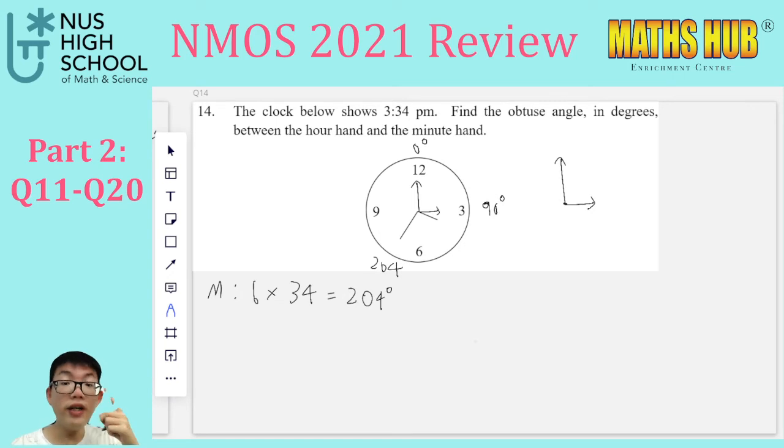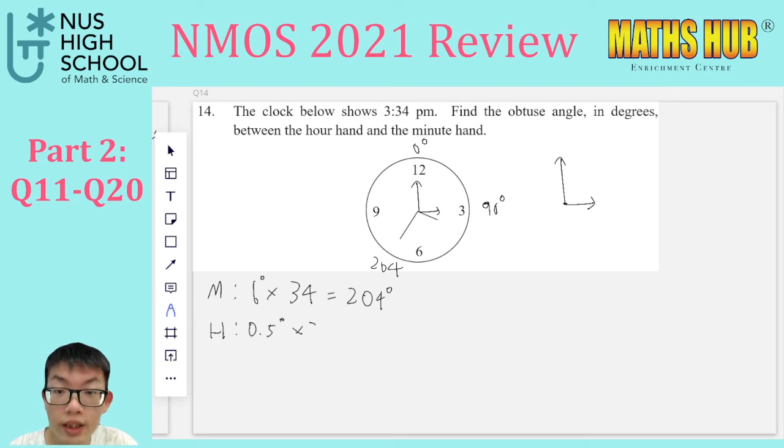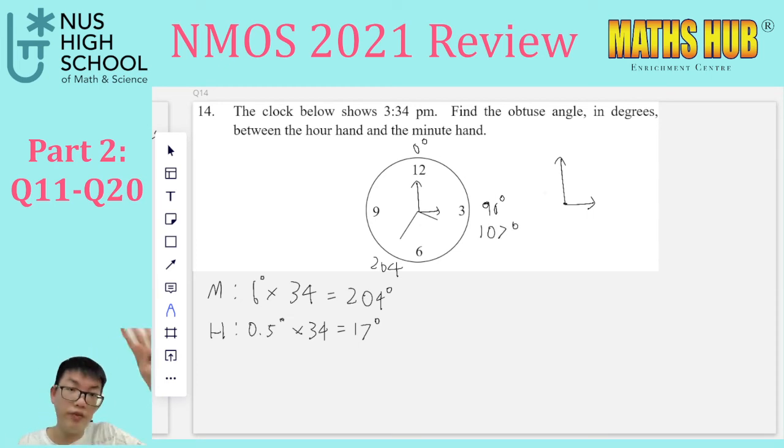Now your hour hand, in 1 hour, it goes 30 degrees. So 60 minutes, it goes 30 degrees. That means that your hour hand is 0.5 degrees per minute. So in 34 minutes, it will go half of 34, which is 17 degrees. So 17 degrees plus to the 90 is 107 degrees. So that's the position that it is at on this circle.